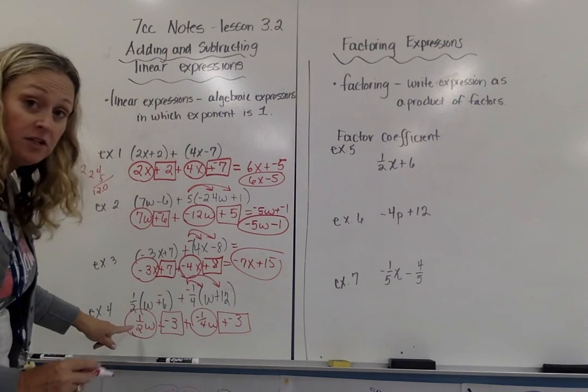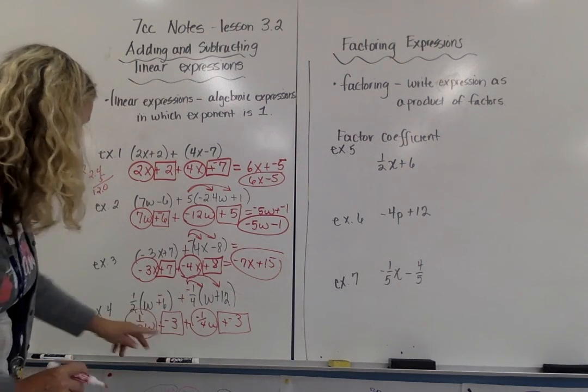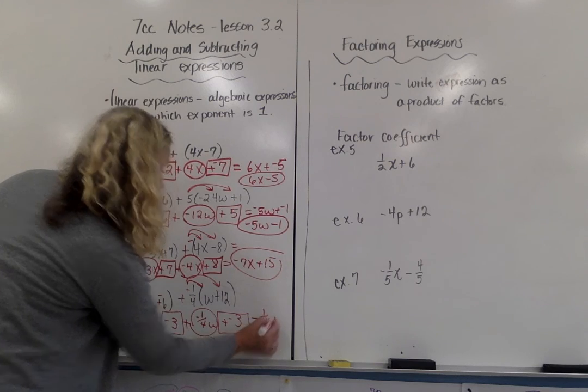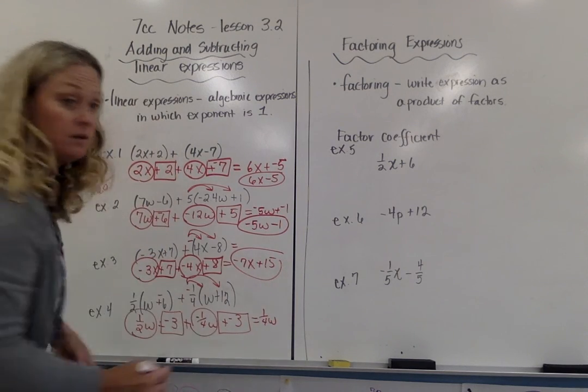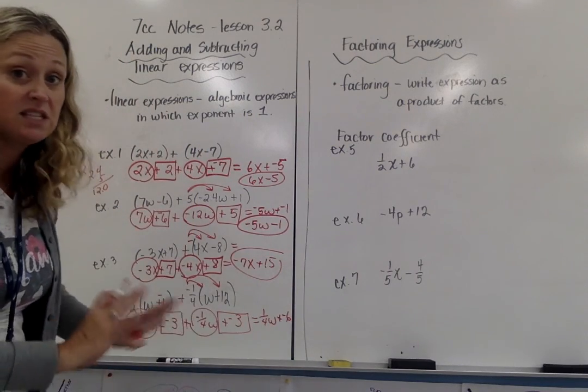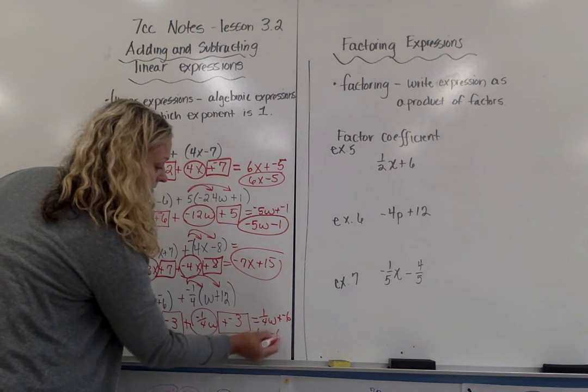I have a half w that's positive and a negative 1/4 w. So that ends up combining for 1/4 w. Negative 3 plus negative 6, but that plus negative 6 isn't simplified yet, so I change it to 1/4 minus 6.